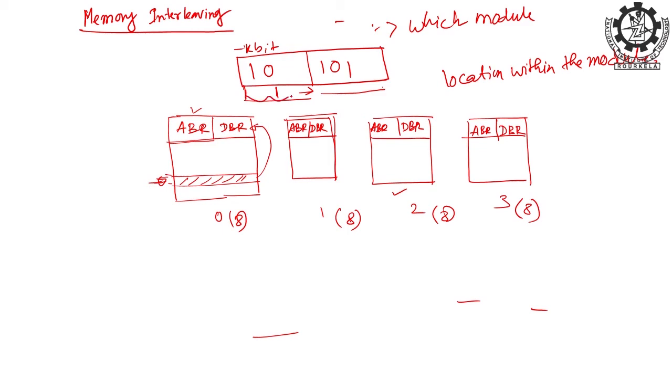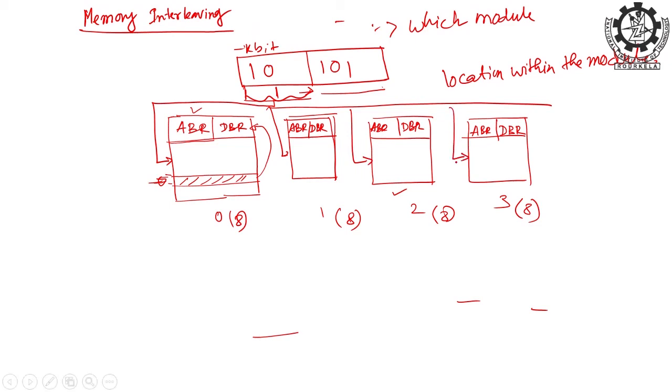So, instead of showing this detailed circuit, what we can show here is this particular k bit, which will identify which module. Here we can go here, and this one will identify the location within the module. This part basically will be connected with the ABR. Okay. So, you can have something like that. This k bit will be connected to identify any one of the modules, and the lower bits will identify the location within the module. Okay. So, then you will get a complete memory module.